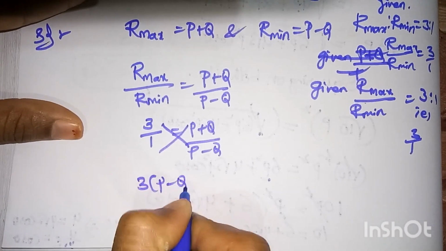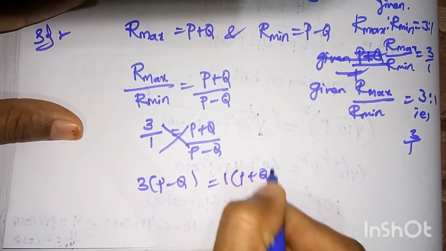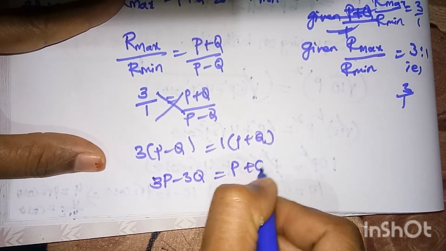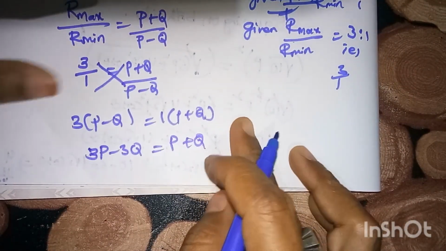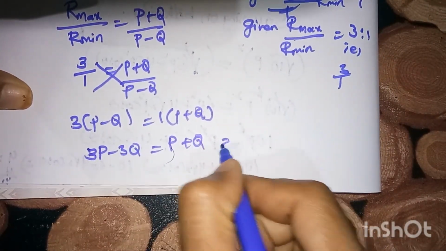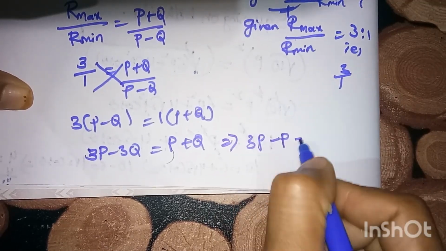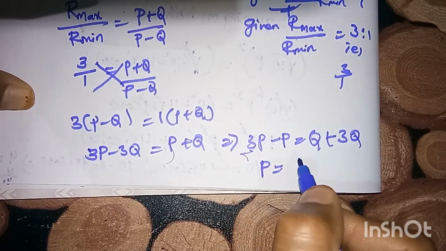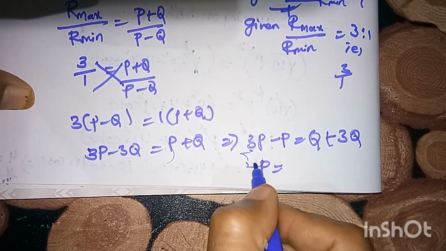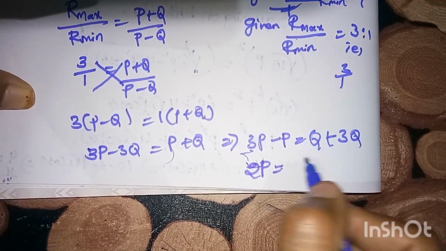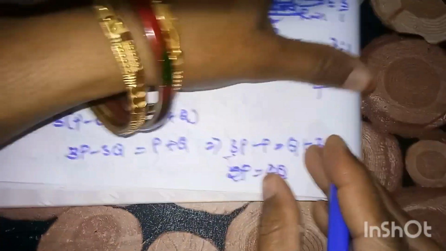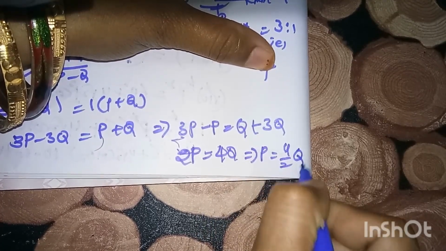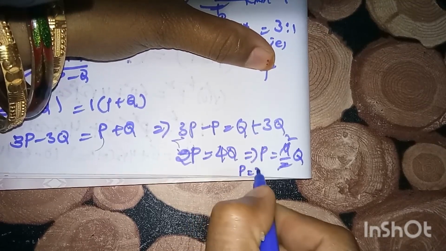3 into (p minus q) is equal to 1 into (p plus q). Multiplying that, 3p minus 3q equals p plus q. So send p to the left hand side. 3p minus p is equal to q plus 3q. 3p minus p is 2p, equal to q plus 3q, which is 4q. So you can write it as p is equal to 4/2 q. 2 ones are 2, 2 twos are 4. So p equals 2q.